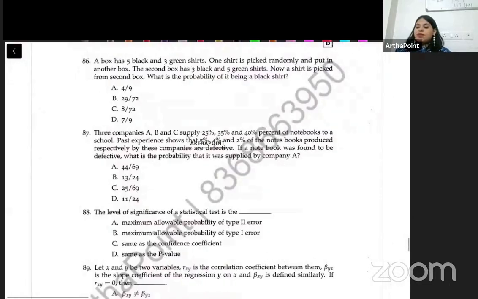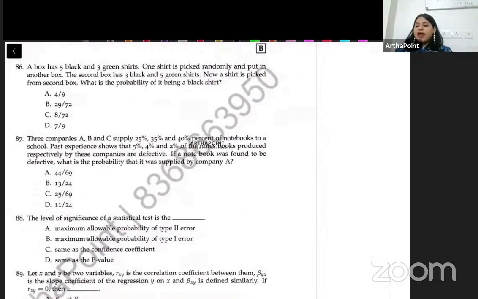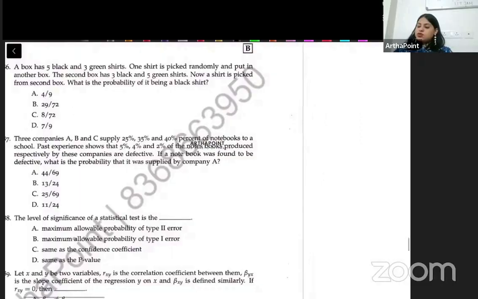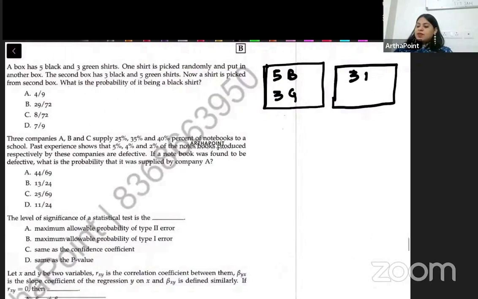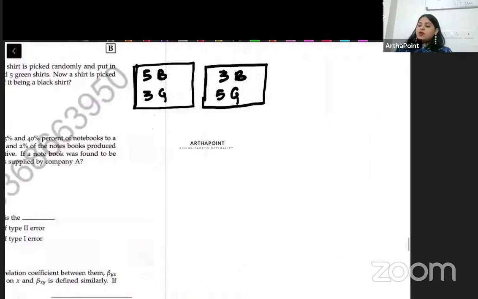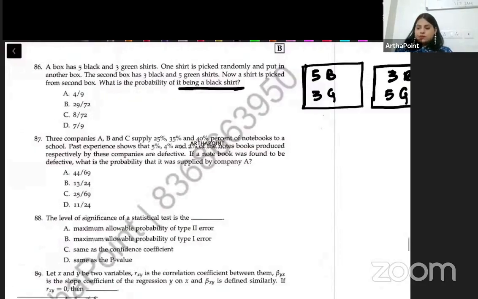Come to the next question, beta. A box has 5 black and 3 green shirts. One shirt is picked randomly and put in another box. So this is a box. It has 5 black and 3 green shirts. I pick up a shirt randomly and I put it in another box, and the second box has 3 black and 5 green. Now I pick up one shirt from the second box. It says, what is the probability of it being a black shirt?